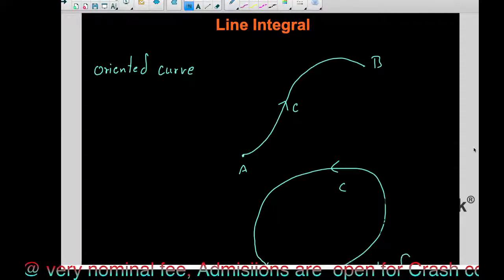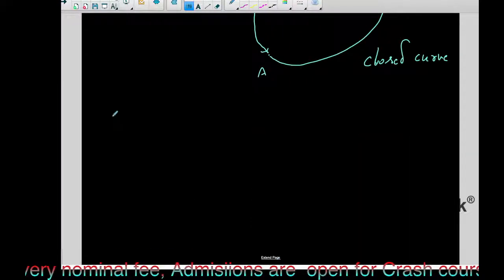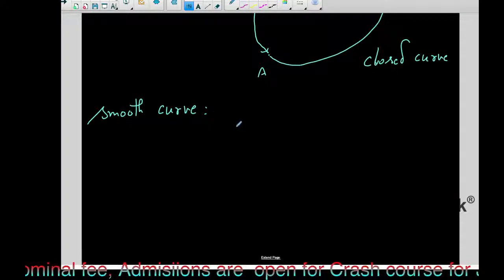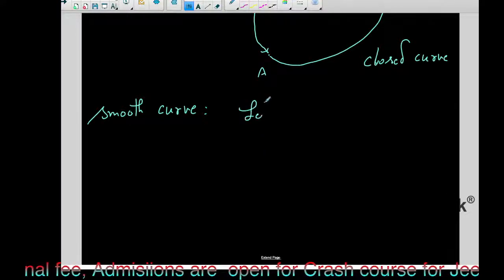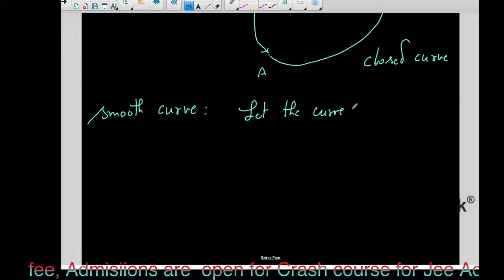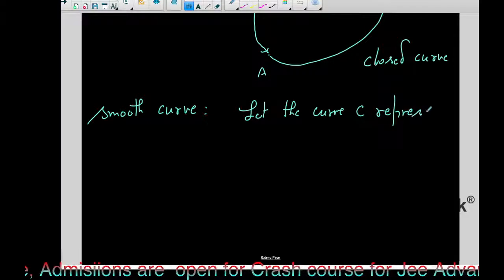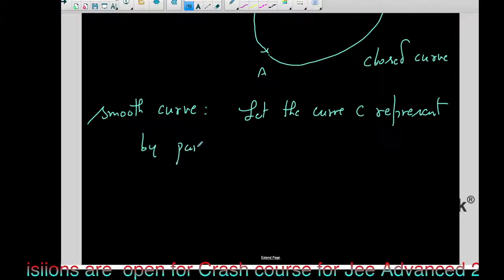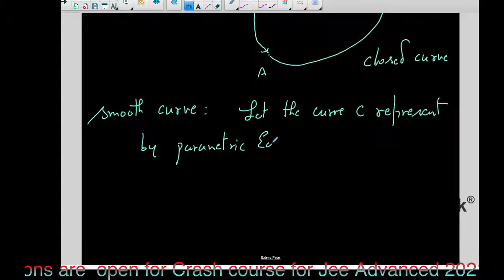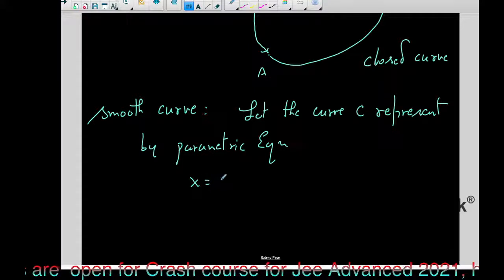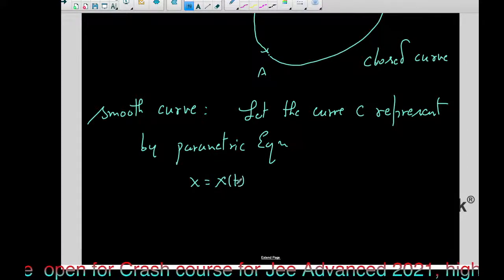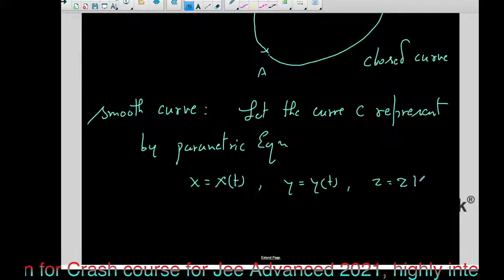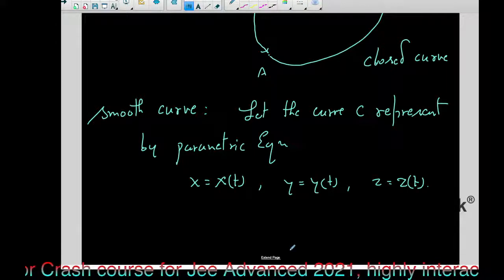Okay, that is all fine for this, but what about smooth curves? Let's see smooth curves. First, we have to clear the concept of a smooth curve. Let the curve C be represented by some parametric equations: x equal to some function x of t, y is another function y of t, and z is another function z of t, where t is any real parameter, right?